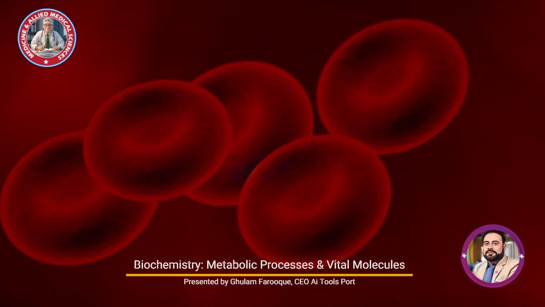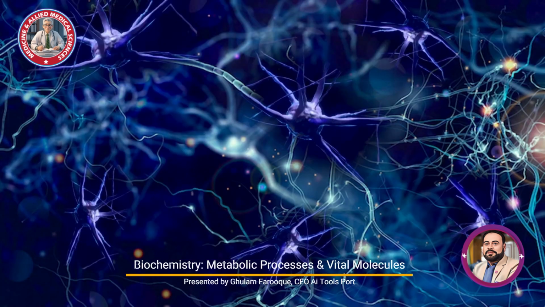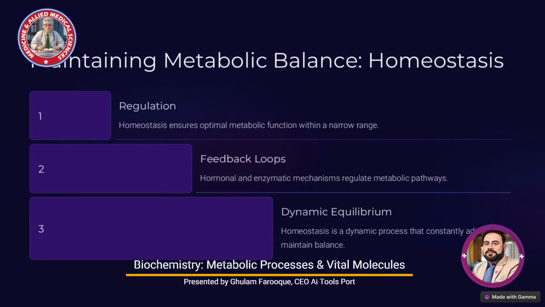pH regulation. The body maintains blood pH within a narrow range, 7.35 to 7.45. If the blood becomes too acidic or too alkaline, mechanisms involving the kidneys and respiratory system adjust to bring it back to equilibrium. Conclusion. In summary, maintaining metabolic balance is vital for the body's survival.